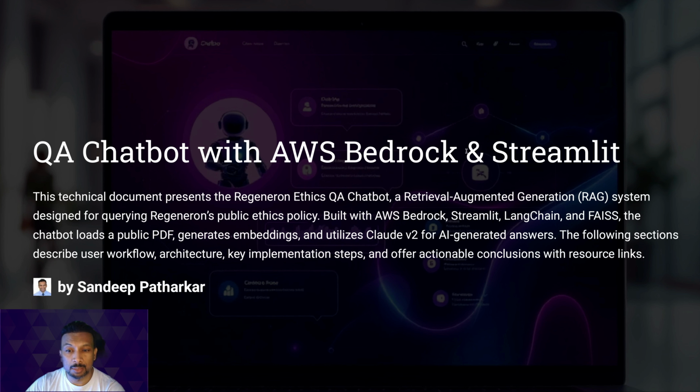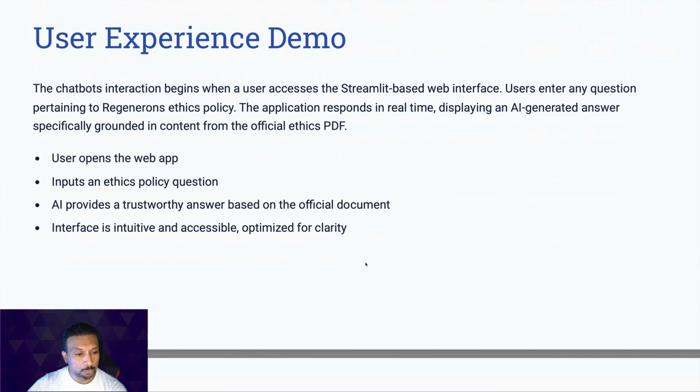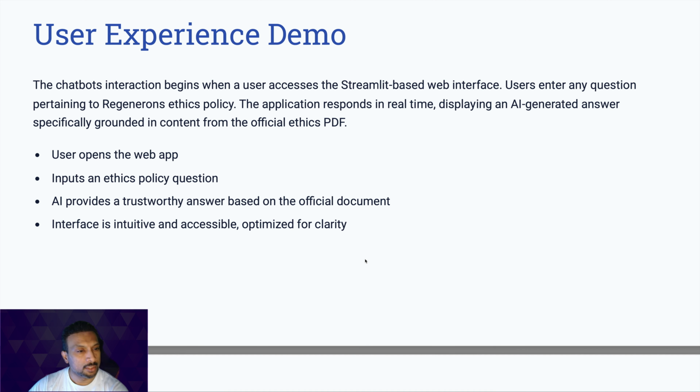Today we are going to build a QA chatbot which you can use to talk to a PDF document. We are going to use AWS Bedrock and Streamlit for our UI, and FAISS for storing the vector database indexes. The chatbot is going to load a public PDF and then we can ask questions to it. So without further ado, let's get into a demo. Let's see what we are going to build, and then we will see how to build it.